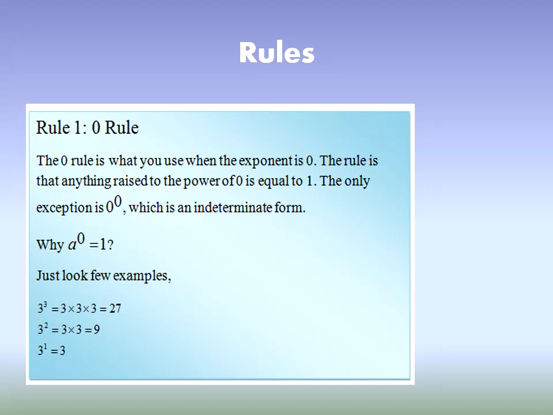Now why is a to the power 0 equal to 1? Just first a few examples, like 3 to the power 3. You can write 3 into 3 into 3, that is 27. 3 square, you can write 3 into 3, that is 9. 3 to the power 1, you can write 3.